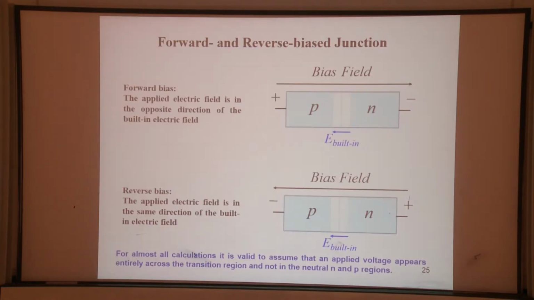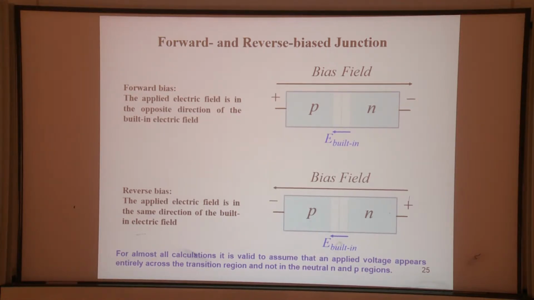Okay. So now we would like to find out what will be the diode equation. The diode equation is the equation that describes the current and voltage relationships when I bias the PN junction. So let's take a look at the PN junction.